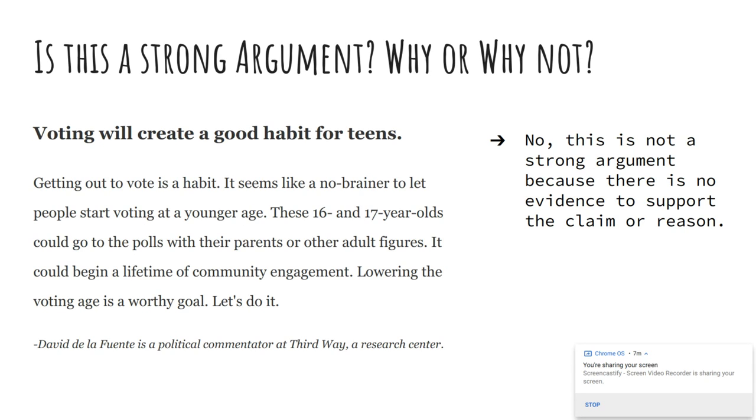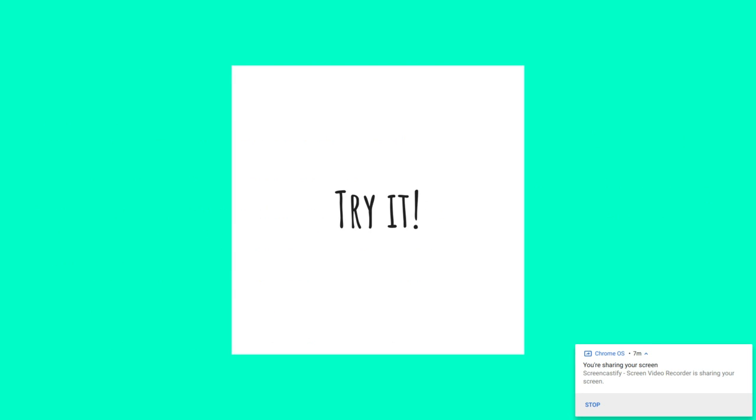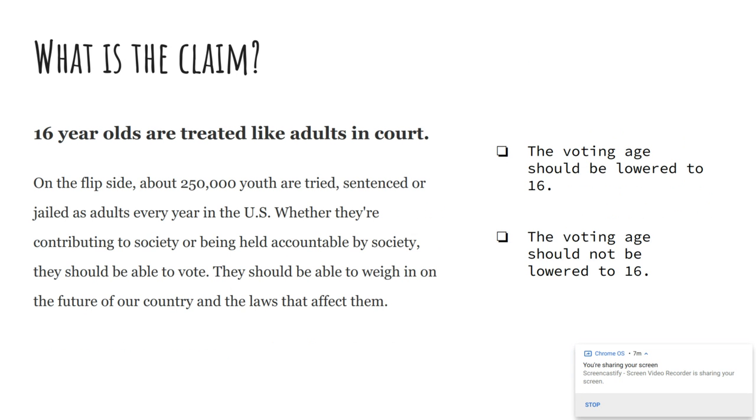I want you to try one by yourself. 16-year-olds are treated like adults in court. On the flip side, about 250,000 youth are tried, sentenced, or jailed as adults every year in the US. Whether they're contributing to society or being held accountable by society, they should be able to vote. They should be able to weigh in on the future of our country and the laws that affect them. Select now. What is the claim?